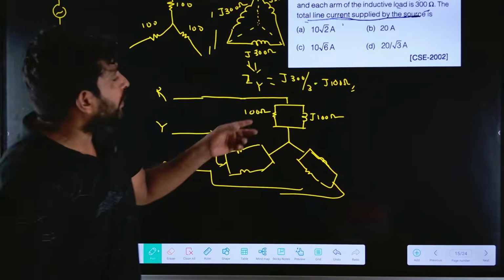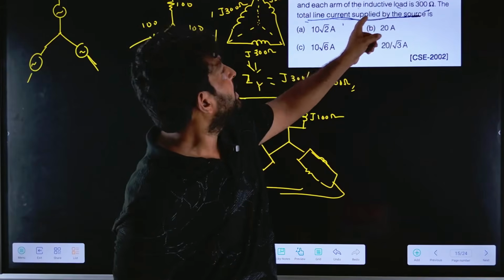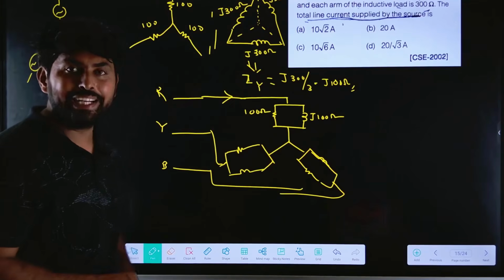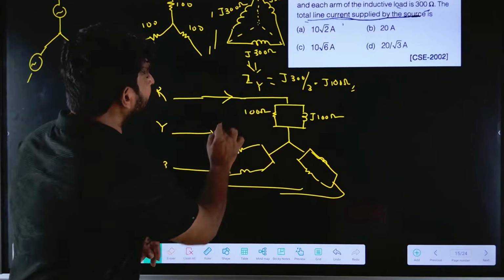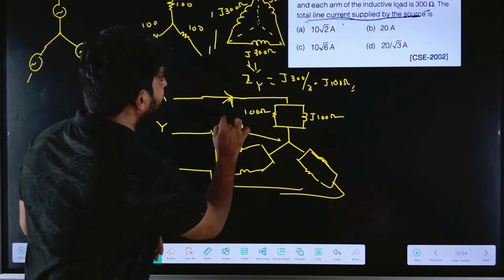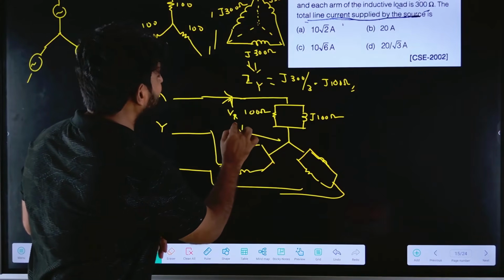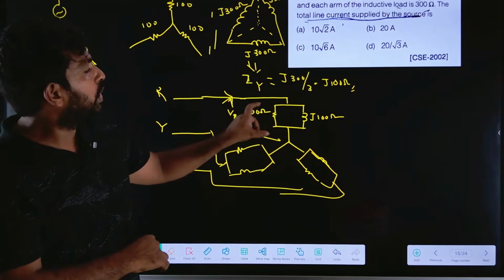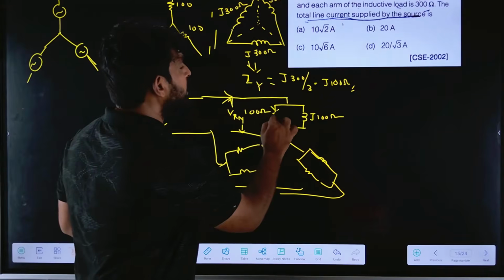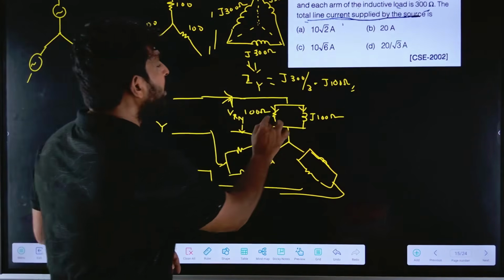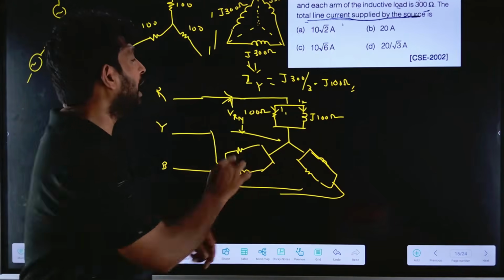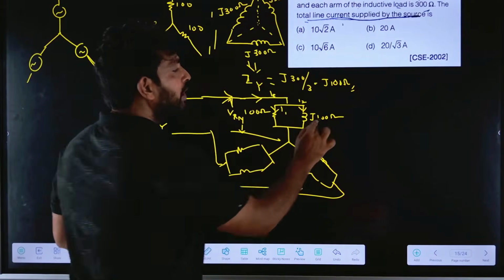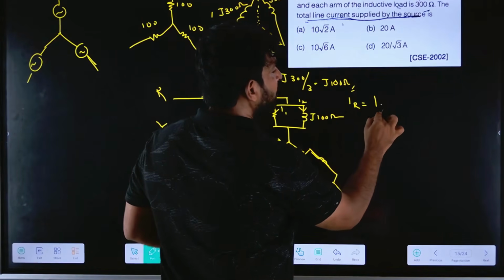Now, if I want to find the total current supplied by the source, that is the line current, which equals the phase current here. So I need to find the phase voltage here, that is VRN. If I apply VRN across this, I will get the two currents I1 and I2. If I add both, I will get the total current IR, where IR equals I1 plus I2.